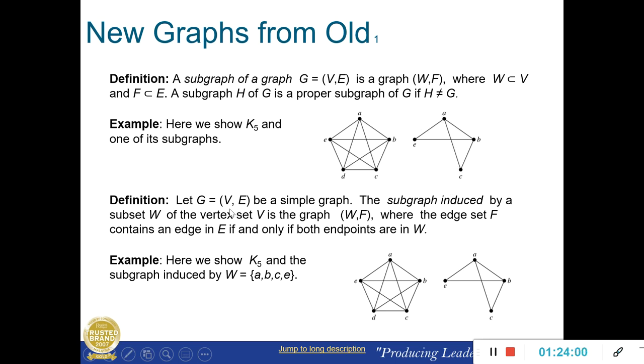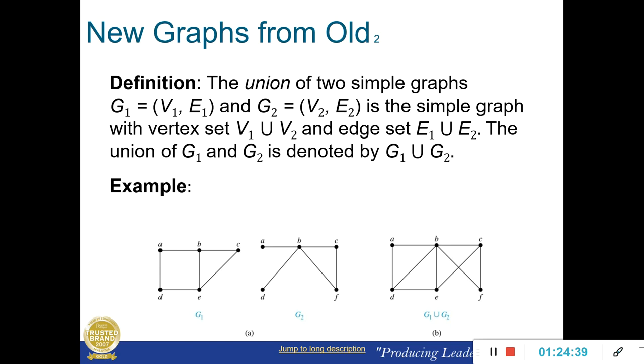Let me give the definition again. Let G, a graph with set of vertices V and edges E, be a simple graph. The subgraph induced by a subset W of the vertex set V is the graph (W, F), where the edge set F contains an edge in E if and only if both endpoints are in W. Example here, we show K5 and a subgraph induced by W = {A, B, C, E}. This is K5, and this is the subgraph on A, B, C, and E. A-B is correct, A-C, B-C, and E. This is a new graph from the old graph.